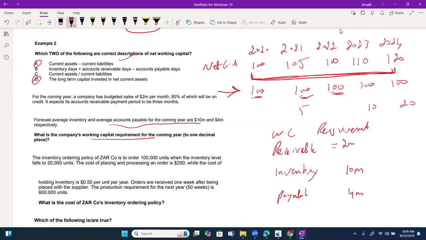Sales are 2 million, of which 80% is on credit. And you are receiving money in 3 months' time. So that would be 1.6 into, that would be 4.8. So 4.8 plus 10 million minus 4 million. So 10.8 million. 10.8 million is the answer.